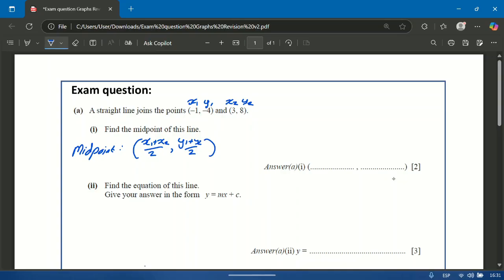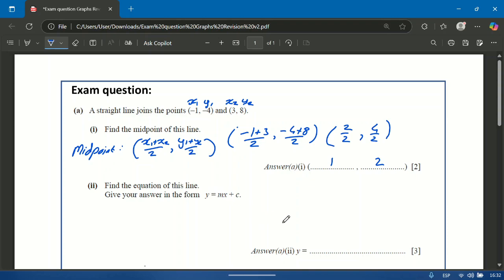Okay, so what we're going to do here is minus 1 plus 3, then divided by 2, and we're going to do minus 4 plus 8. If you do swap these two around, that's not a problem, just don't swap the x and the y around. Minus 1 plus 3 being 2. 2 divided by 2 is 1. Minus 4 plus 8, or 8 minus 4, is 4. 4 divided by 2 is 2. And that's it.